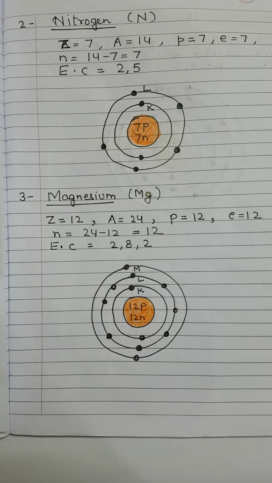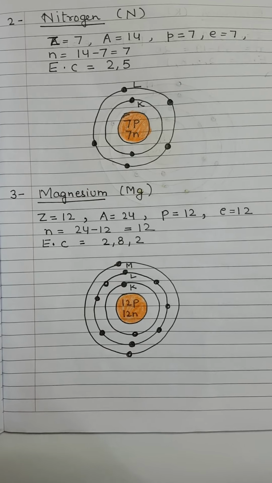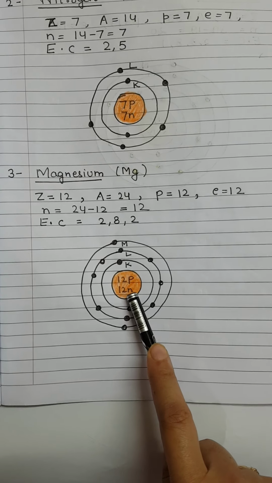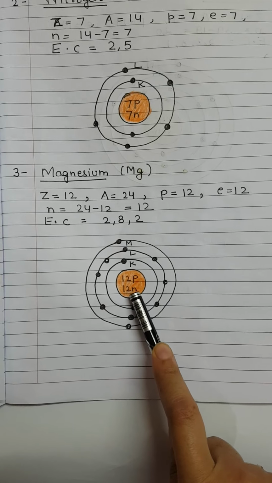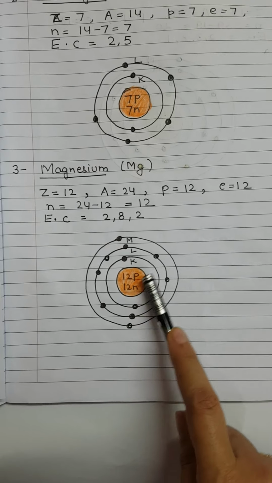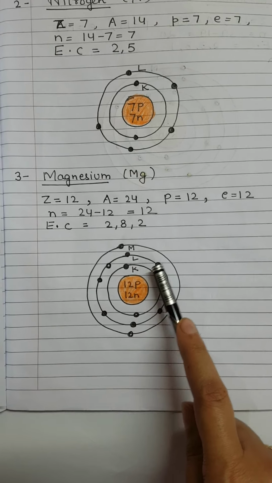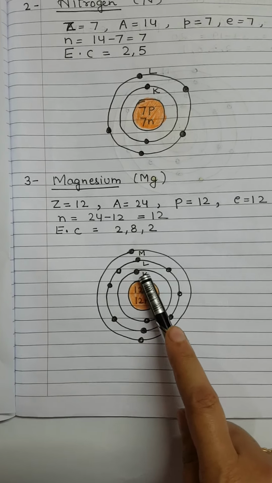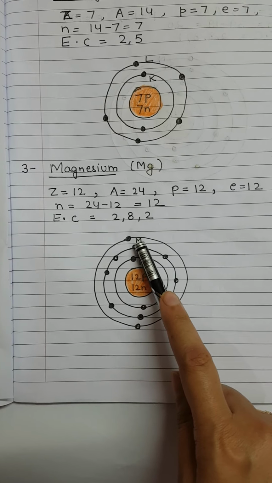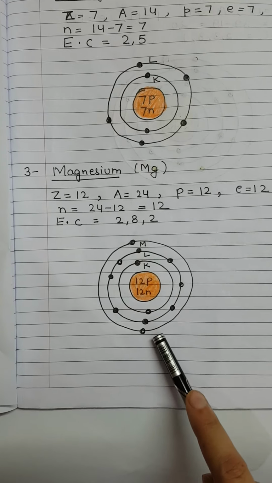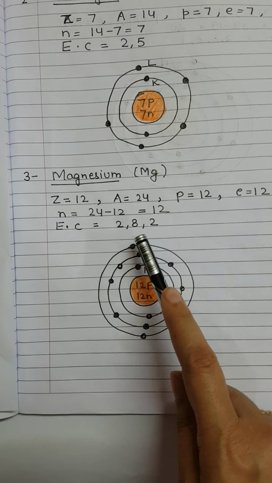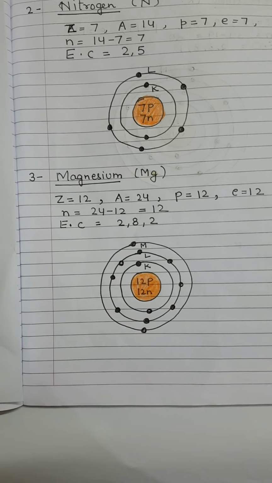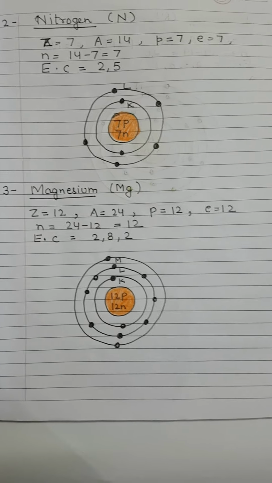So how many shells? 3 shells, K, L and M. So in between the nucleus is present, 12 protons and 12 neutrons. And just see, 3 orbits are present, K, L and M. K 2 electrons, L 8 electrons and M 2 electrons. So K 2, L 8 and M 2.